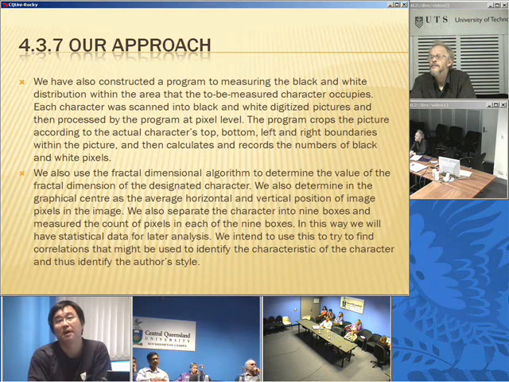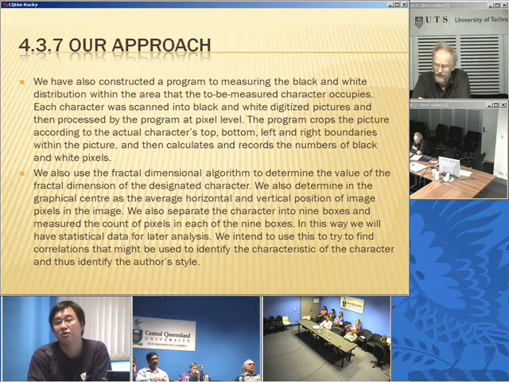We already constructed a program to measure this black and white distribution within a certain area that contains that character. Each character was scanned into black and white digitized pictures and then processed by the program at pixel level. The program crops the picture according to the character's top, bottom, left, right boundaries within the picture, and then calculates and records the number of black and white pixels. We also use the fractal dimension algorithm to determine the fractal dimension of the designated character. We also determine the graphic centers, as an average horizontal and vertical position of the image pixels in the image. We also separate the character into nine boxes and measure the count of the pixels in each of the nine boxes. In this way, we will have statistical data for later analysis.